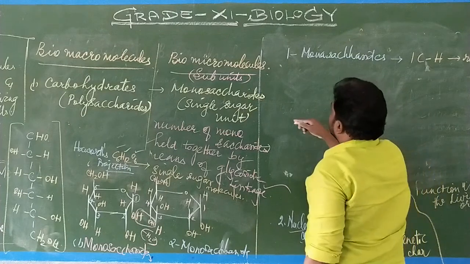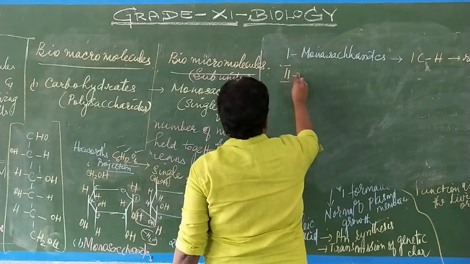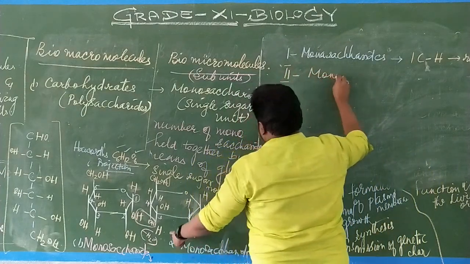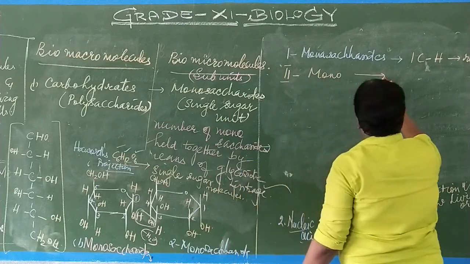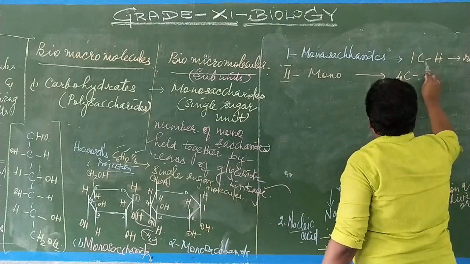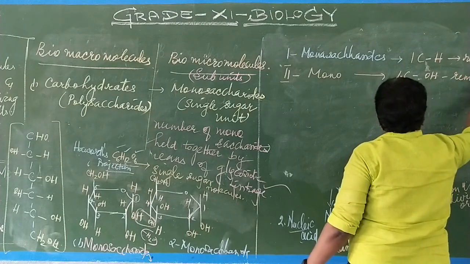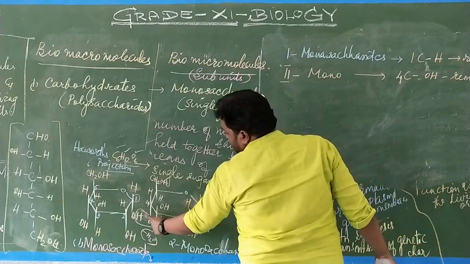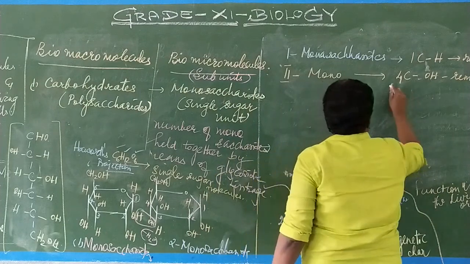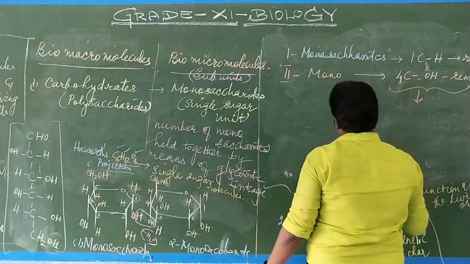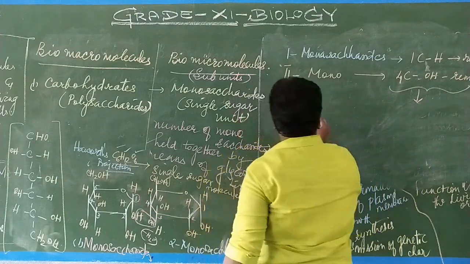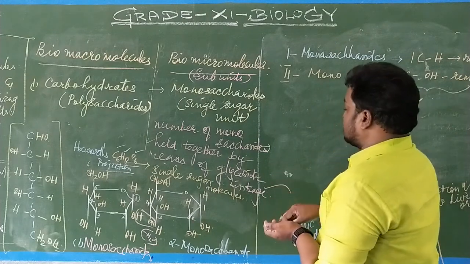Correct? Then the second structure, the second monosaccharide I have drawn here. In the second monosaccharide, the OH group on the fourth carbon has got removed. The OH on the fourth carbon has got removed. This results in the formation of a linkage. What linkage has formed? Shall I draw that structure again?